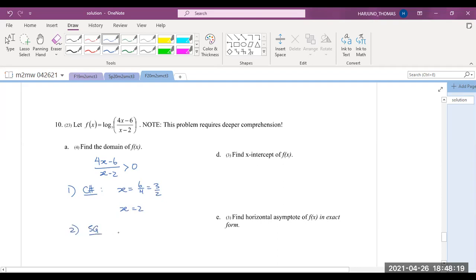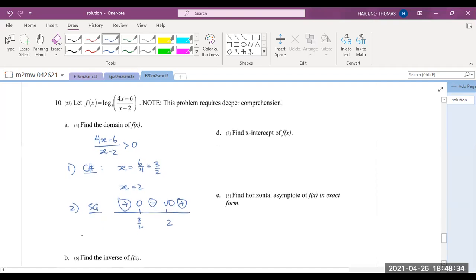Sign graph: 3/2 makes it 0, 2 makes it undefined. Now we need the positive part. So the domain will be negative infinity up to 3/2, but not including 3/2, union 2 to infinity.